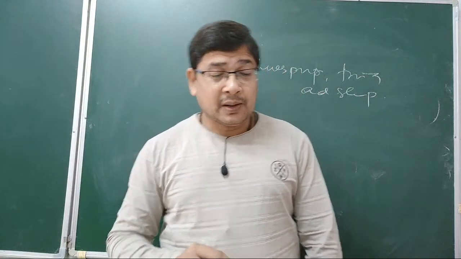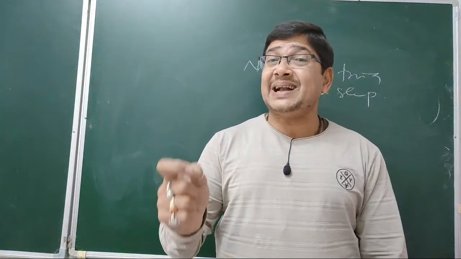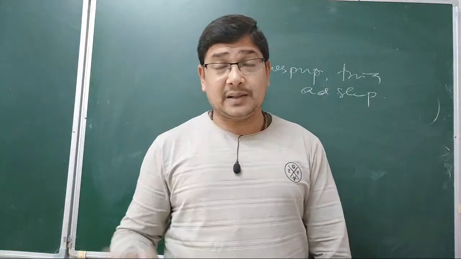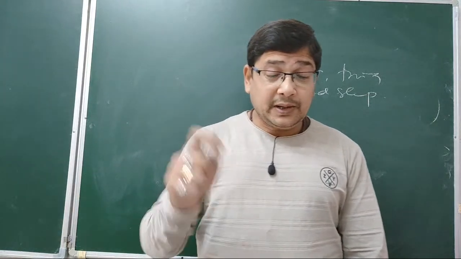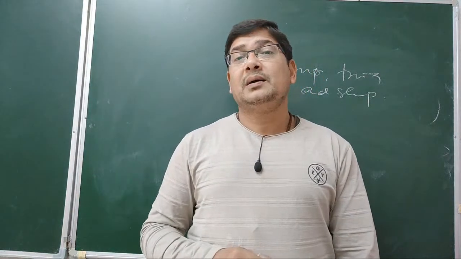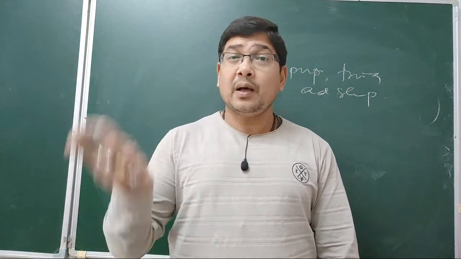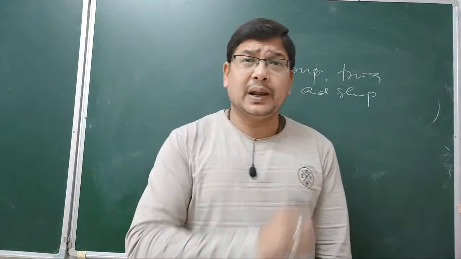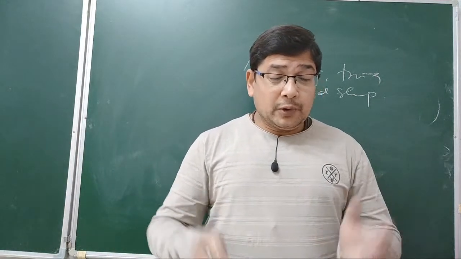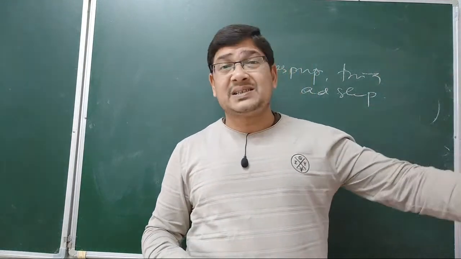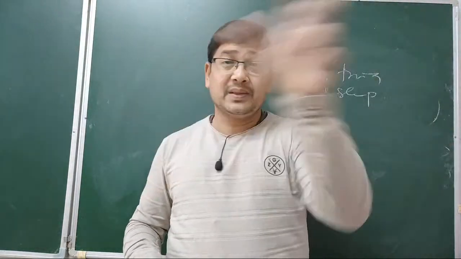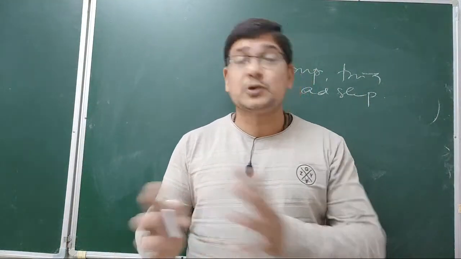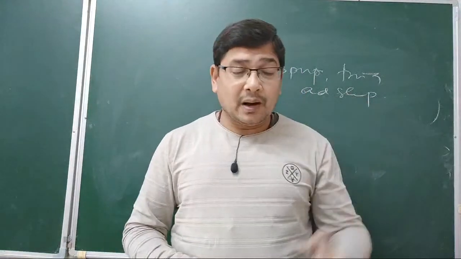Rule number 14 is what? The is used before the names of races and nations. Race and nation. Like the Hindu worship Lord Krishna. The Hindus believe in the caste system. So the Christians love the Hindus and the Muslims equally well. So this is rule number 14.